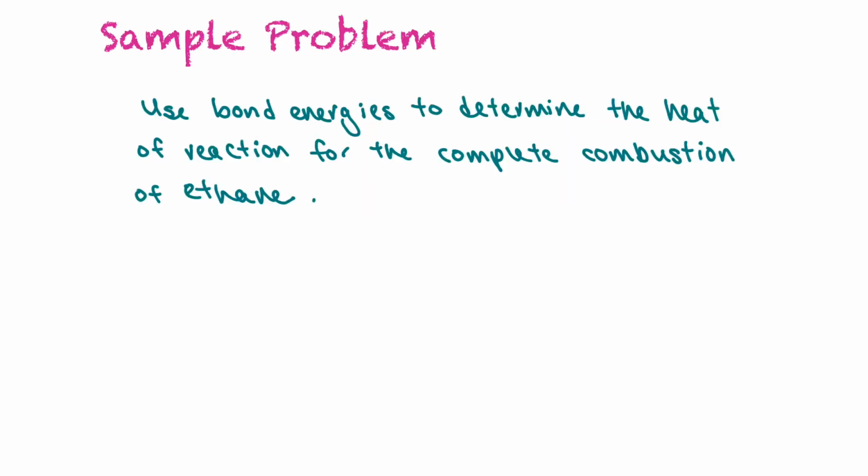So we're going to work through a sample problem, and we're being asked to use bond energies to determine the heat of reaction for the complete combustion of ethane. So we're going to assume that there's ample oxygen and that all of the ethane is being converted into carbon dioxide and water.